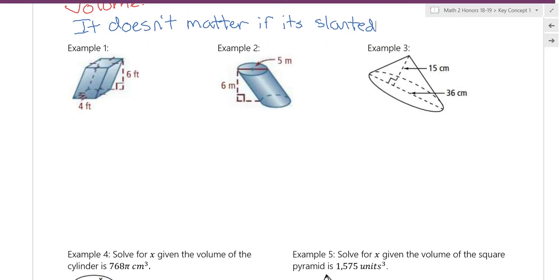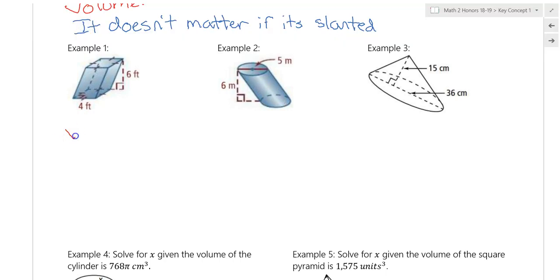For example 1, this is a slanted prism. The volume of a prism is volume equals length times width times height. My length is 4. You can see it has these little tick marks. That means they're congruent, so my width is also 4. And my height, you notice I don't pick this part. That's not the height. That's slanted. Since it's slanted, it's going to be longer. I want the height going straight down to the ground, which is 6. When I multiply these together, I believe we get 96 feet cubed.